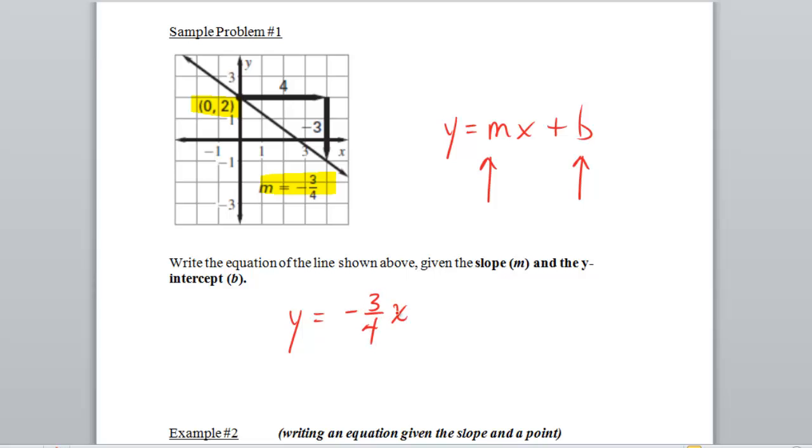It's very vitally important that you remember to plug that x in there. That x is part of this. And then the y-intercept, we're only going to take the y value, which is a 2. And so we now have this equation in slope-intercept form, and that's as far as we need to go. So that is our first example of writing the equation of a line.